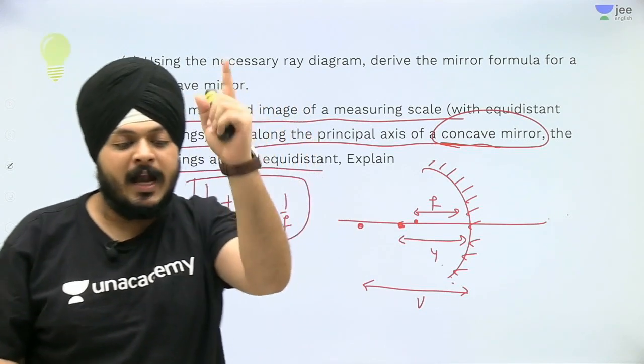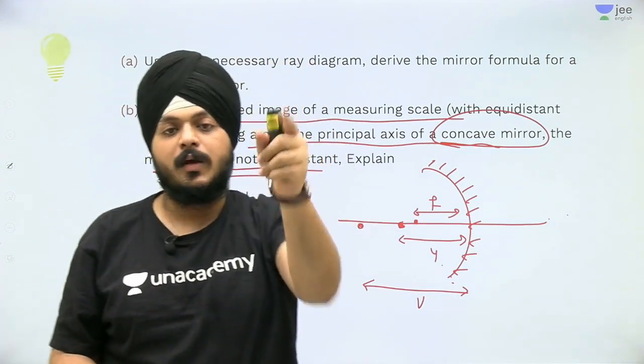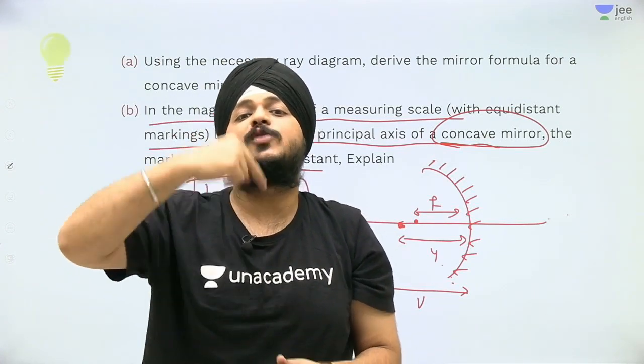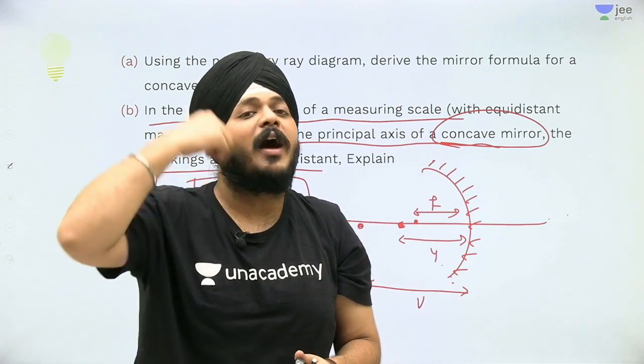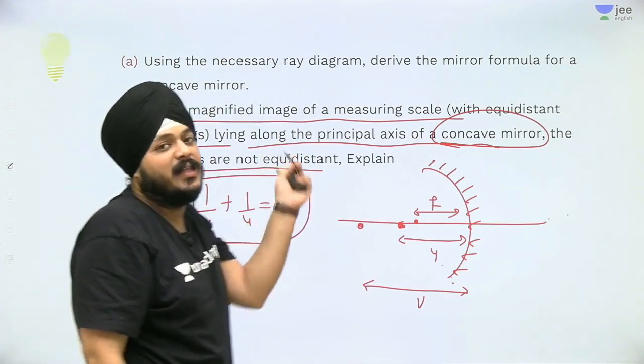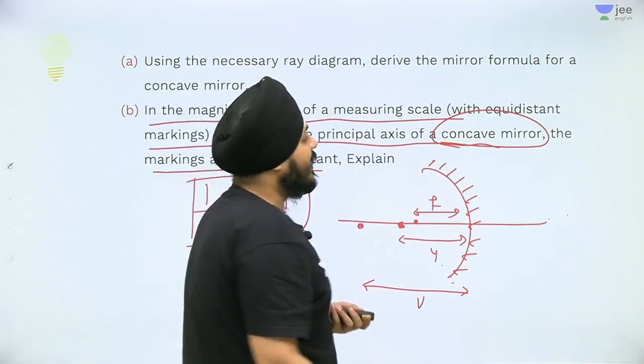The concave mirror is a converging mirror. So whatever the final image would be formed, that will not make those markings equidistant.